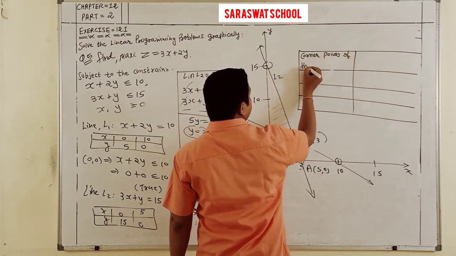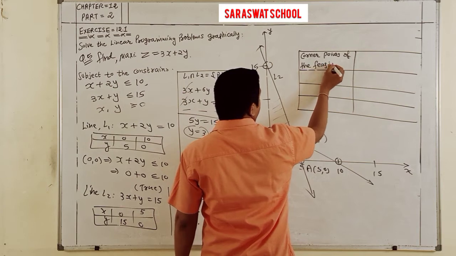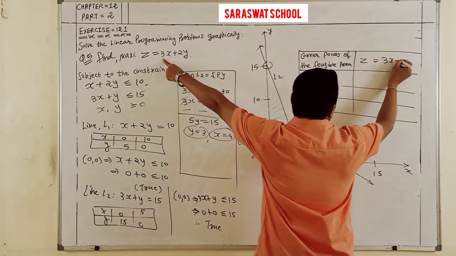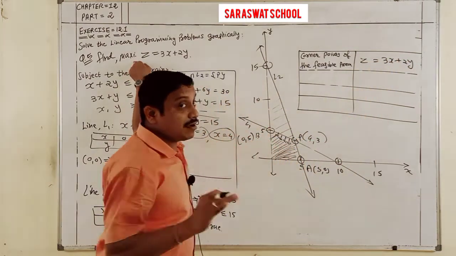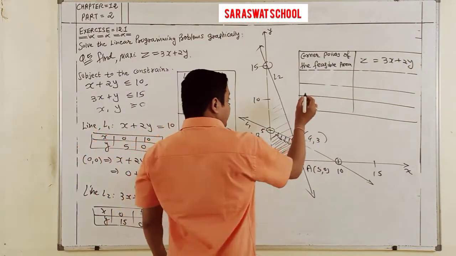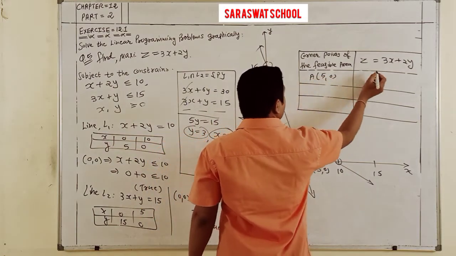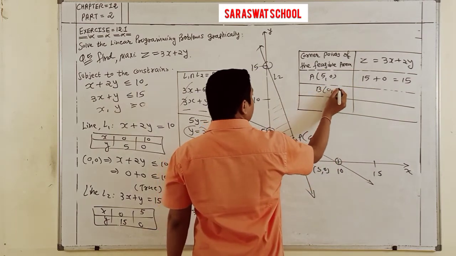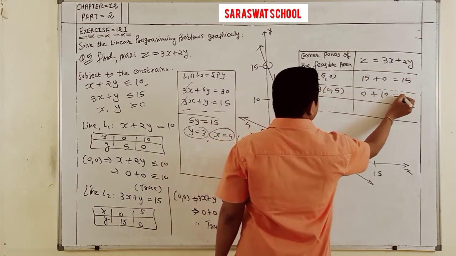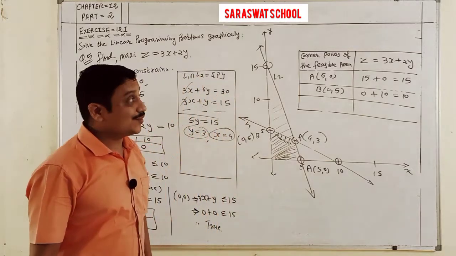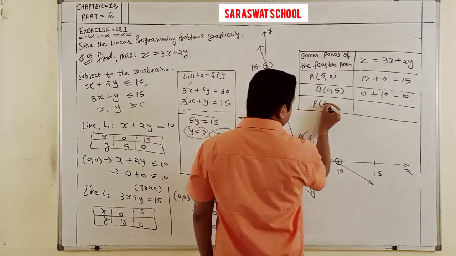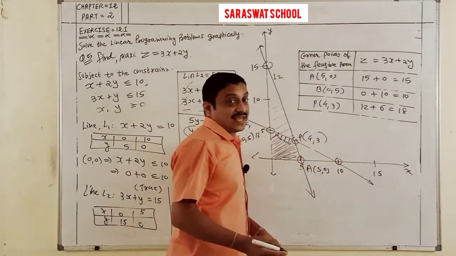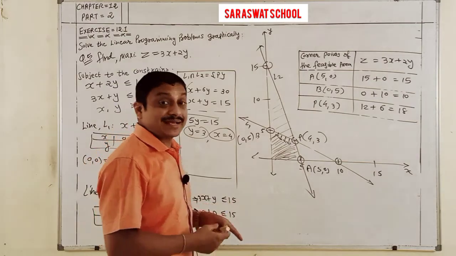Corner points of the feasible region, and Z is asking for 3x + 2y, for the maximum value. My first point A (5, 0) gives 15. Second, B (0, 5) gives 10. And the last value, P (4, 3): 4 times 3 is 12 and 3 times 2 is 6, so 18. Yes, 18 is your final maximum value.